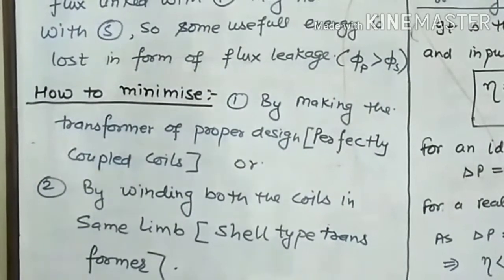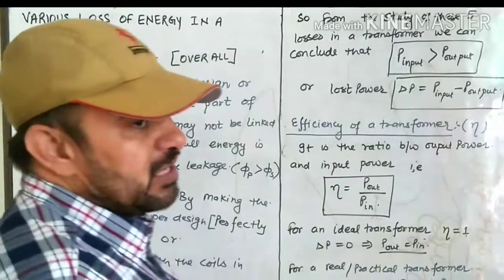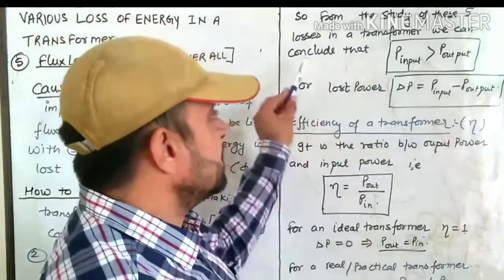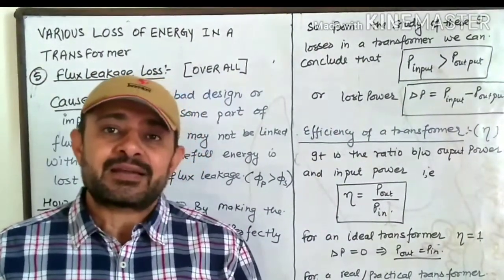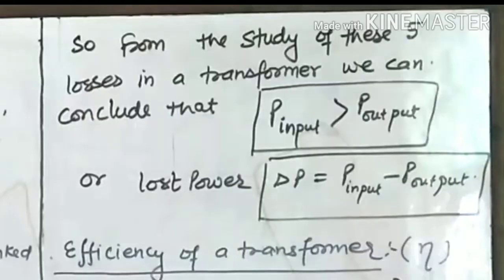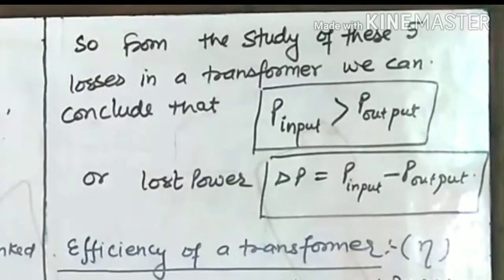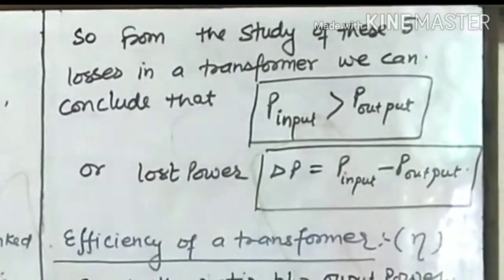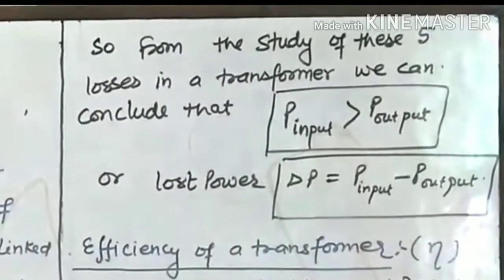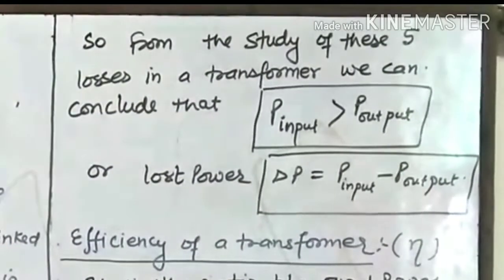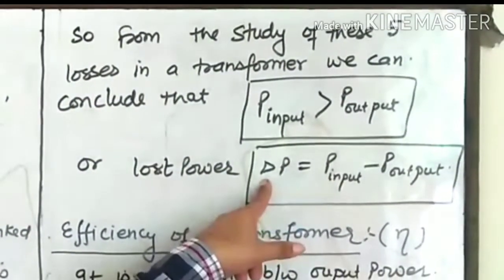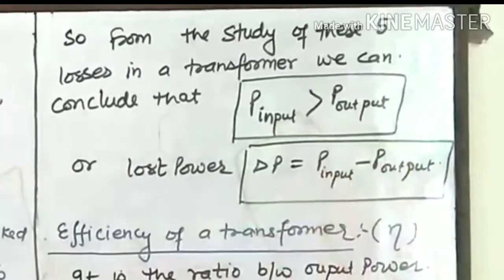Now, from the study of all these five losses, we can conclude that the input energy or input power is always greater than the output power. Means power input is always greater than the power output. Means the loss of power in the transformer is equal to delta P equals P input minus P output.